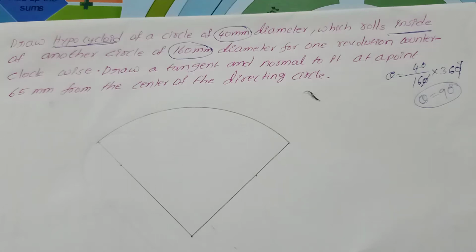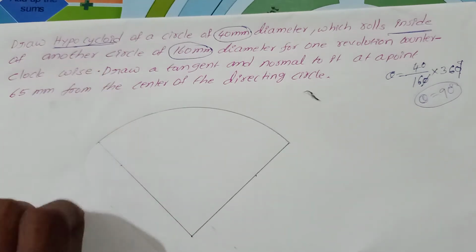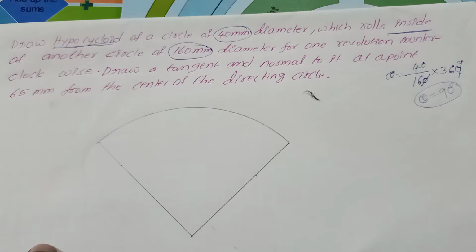Hi dear students, here I will explain how to draw the hypocycloid. So hypocycloid is when the circle is rolling inside. When it is rolling inside, automatically it will be the hypocycloid. Two diameters are given, 40 and 160. So theta is equal to small d by capital D into 360 degrees, which is 90 degrees.